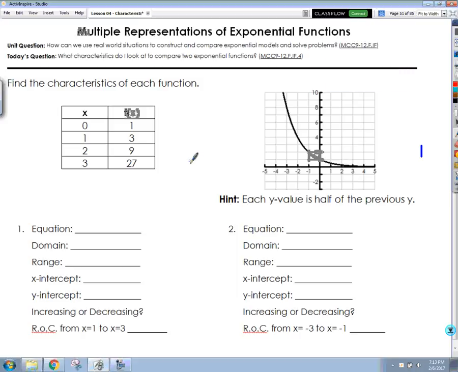Alright guys, let's knock out these worksheets. This table goes with number 1, and this graph goes with number 2. Okay? Now, we've got to get an equation.